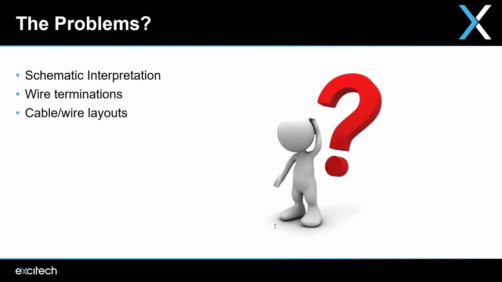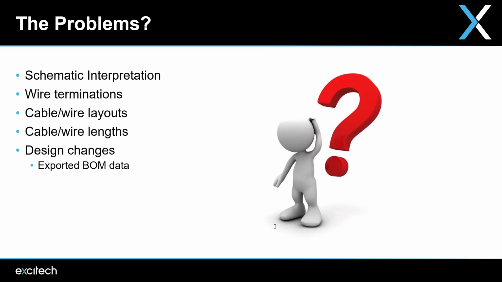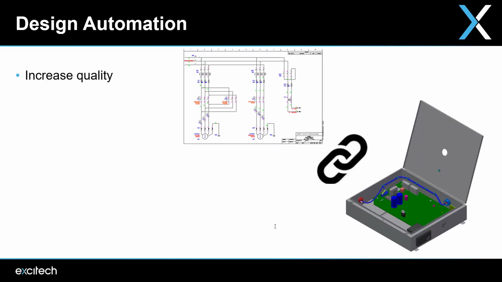The mechanical users are tasked with schematic interpretation, wire termination, creating cable and wire layouts, generating cable and wire lengths, and updating design changes from the electrical schematics. This can all be very confusing and requires constant communication between electrical and mechanical departments to ensure all design changes are referenced within the mechanical model and are physically tangible to do.